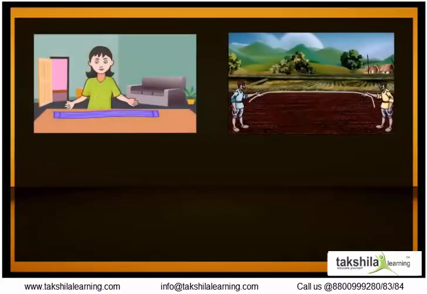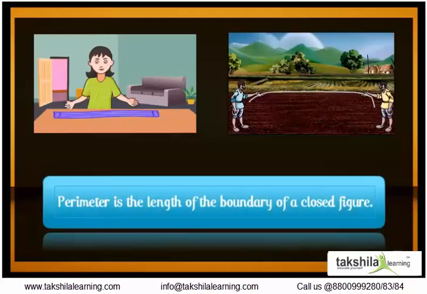In both the examples, we talk about the boundary. In mathematical terms, we call it perimeter. Hence, perimeter is the length of the boundary of a closed figure.